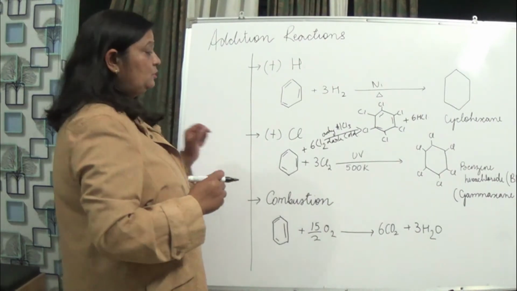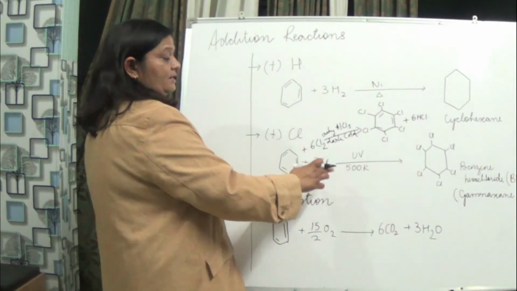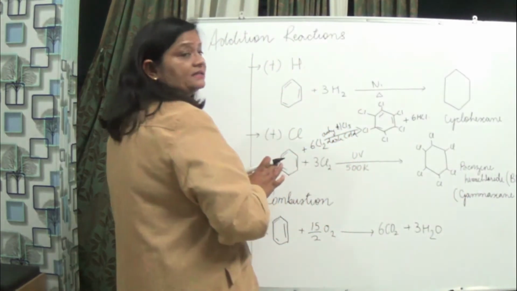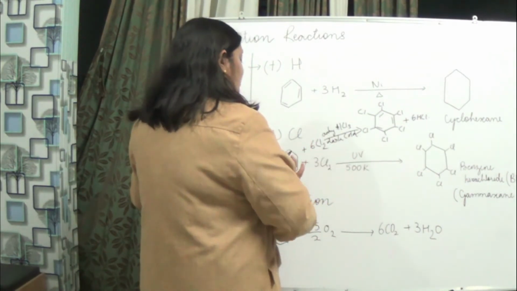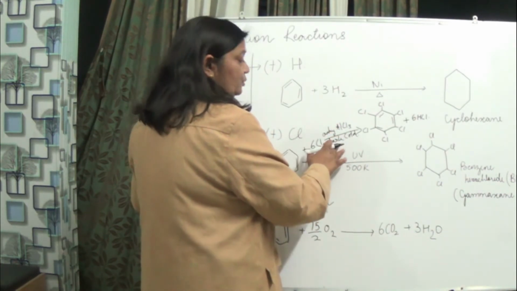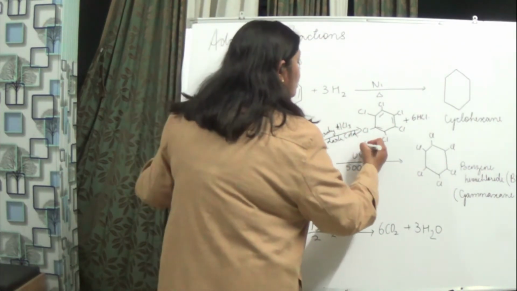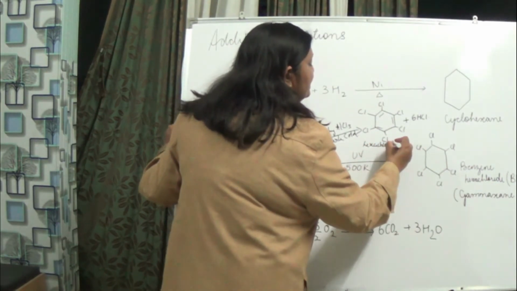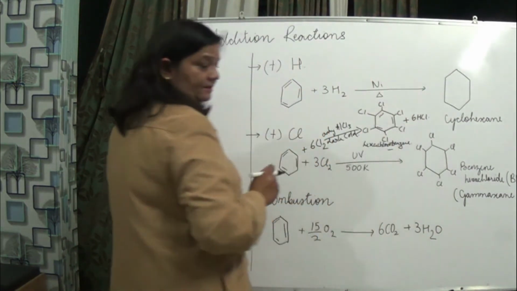When benzene reacts with 3Cl2, ultraviolet, 500 Kelvin, we get what? Gammexane, or we can say commonly benzene hexachloride, or BHC also we can write. Here what happens when it reacts with 6Cl2, in anhydrous AlCl3, in dark and cold condition, we get this hexachlorobenzene, and 6HCl is given out.